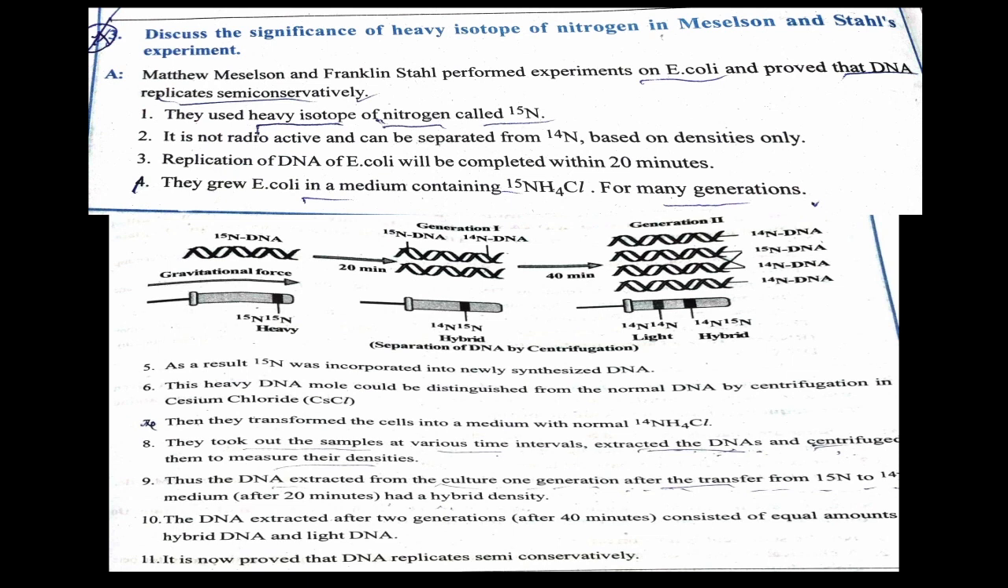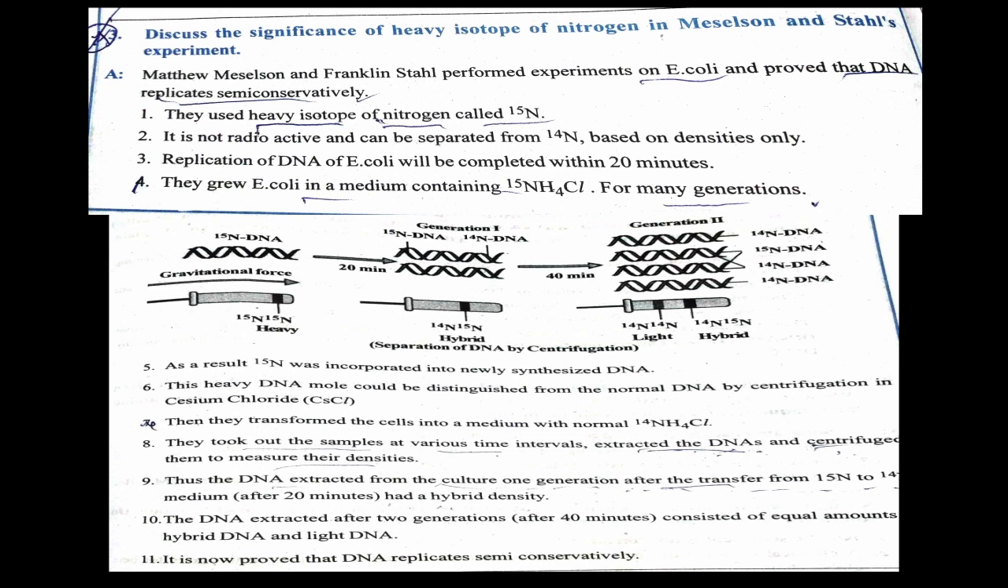So the next question is: discuss the significance of a heavy isotope of nitrogen in the Meselson and Stahl experiment. In the previous class I explained this experiment. Meselson and Stahl performed experiments on E. coli and proved that DNA replicates semi-conservatively.